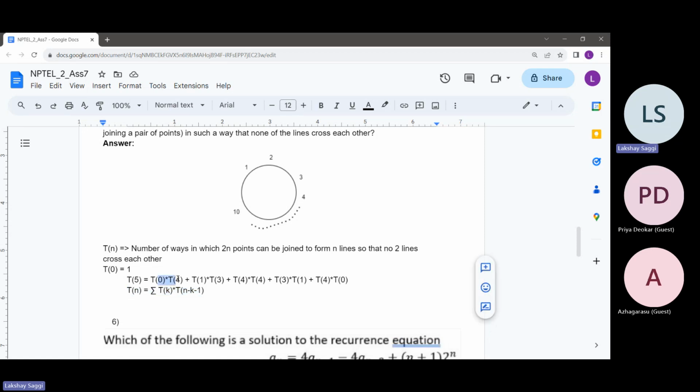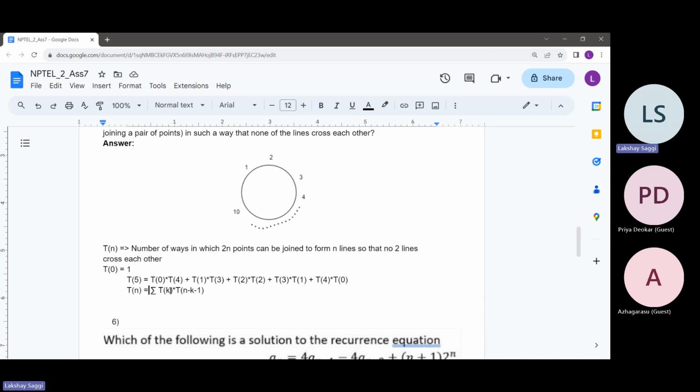So this was t of 0 times t of 4. Putting n equal to 5 here, if k was 0, then it will be t of 0 times t of 4. If k was 1, then it will be t of 1 times t of 3. If k was 2, it will be t of 2 times t of 2. If k was 3, then t of 3 times t of 1. If k was 4, t of 4 times t of 0. So this is the summation, and this is a recursive relation for general n.